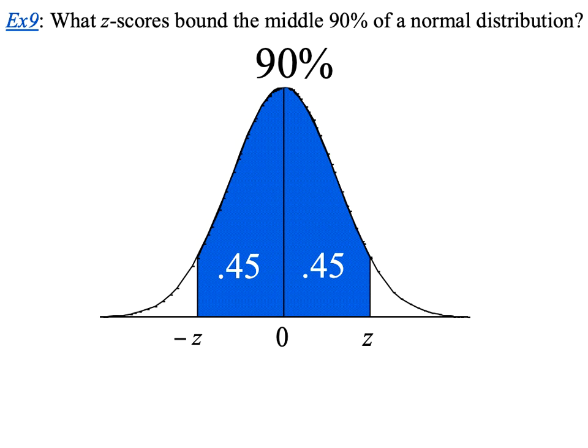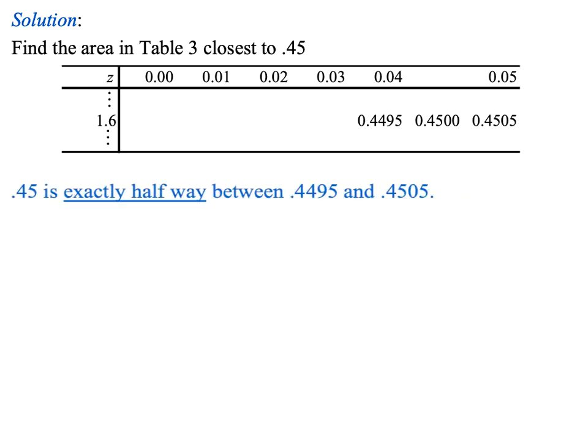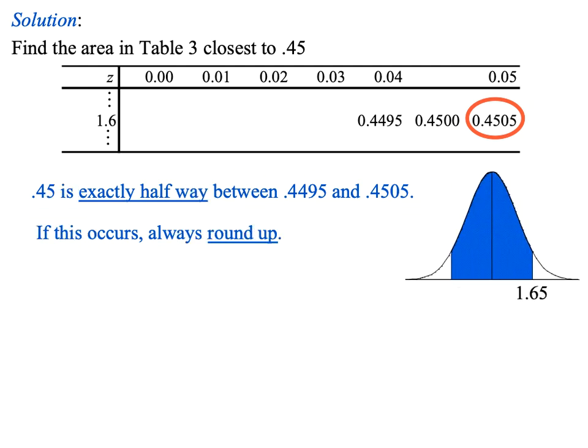Again, working backwards means that I'm looking at my chart for 0.45. I'm finding the closest resemblance to 0.45. Last time we just found the closest one, but this time 0.45 is halfway between these two values. If it ends up being exactly in the middle between two values, we always round up to the higher one. So in this case, our z-score bounding the top and bounding the bottom would be negative 1.65 and positive 1.65.